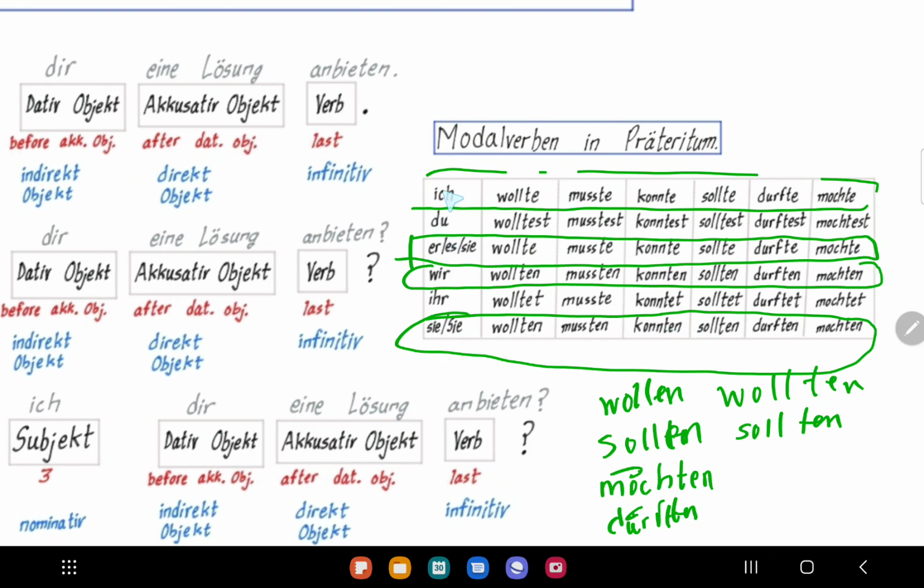So what I just said: for ich and er, sie, es it is the same, for wir and sie it is the same. Then you just have to remember for du and ihr. And if you know for ich, so wollte, musste, you just have to add st: wolltest, musstest, konntest, solltest, durftest, mochtest, right? And what about ihr? It's all that simple, right? So you add t, so wolltet, right? I think it should be musstet, if I'm not wrong, okay? Musstet, konntet, solltet, durftet, mochtet.